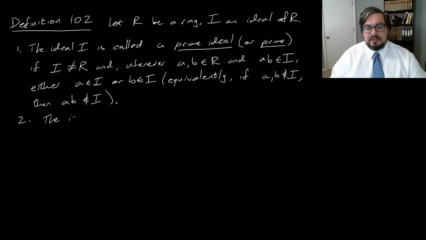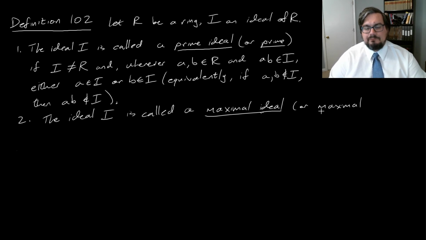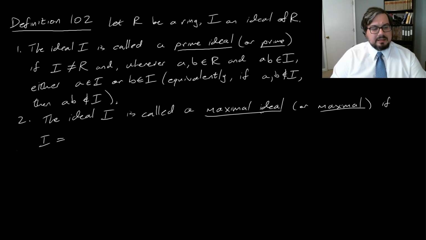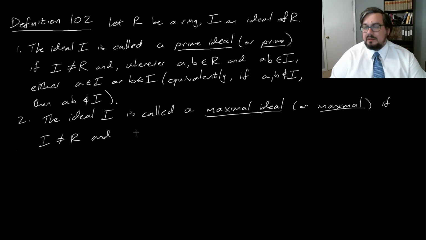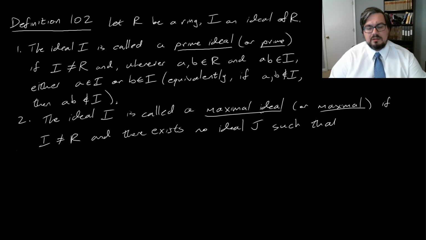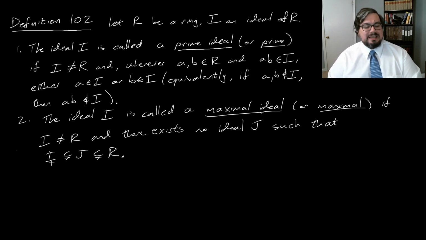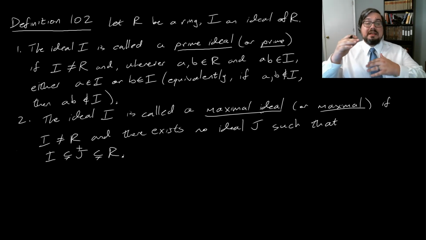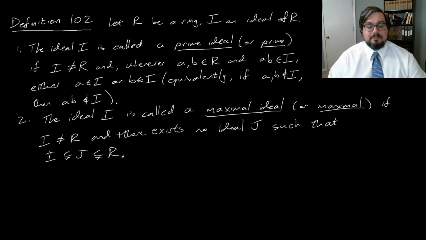All right, so then number two, the ideal I is called a maximal ideal, or just maximal, if I is not equal to R and there exists no ideal J such that I is strictly contained in J, which is strictly contained in R. In other words, there exists no ideal between I and R. So I is maximal, meaning there's nothing bigger than it, other than the whole ring itself.